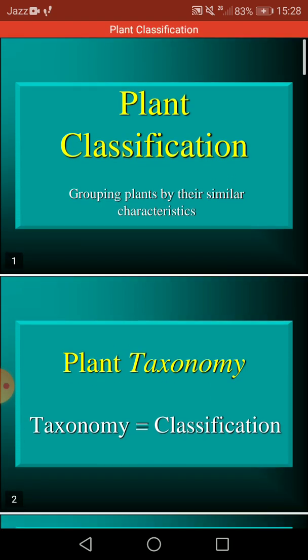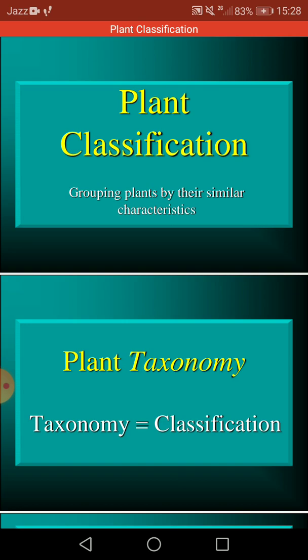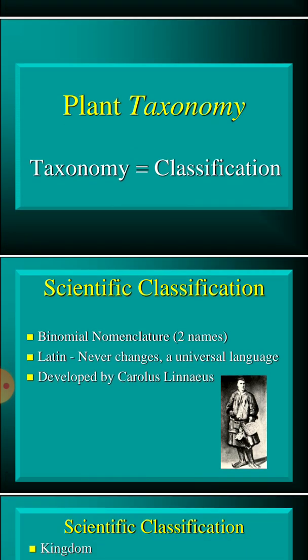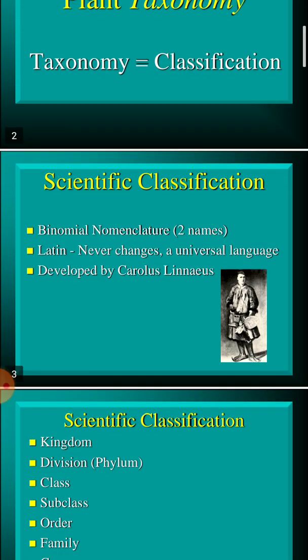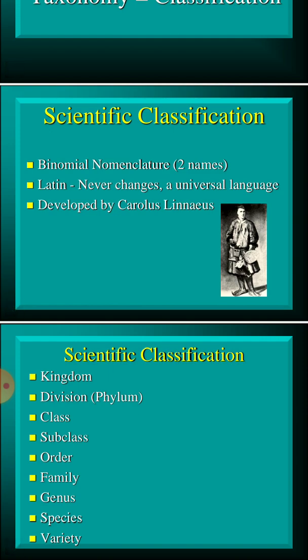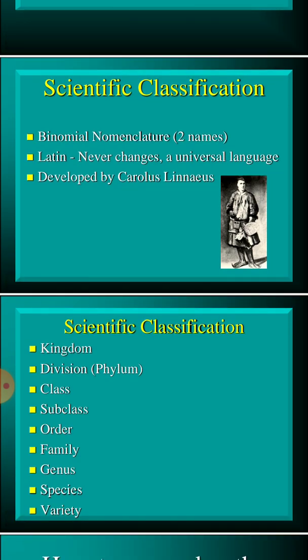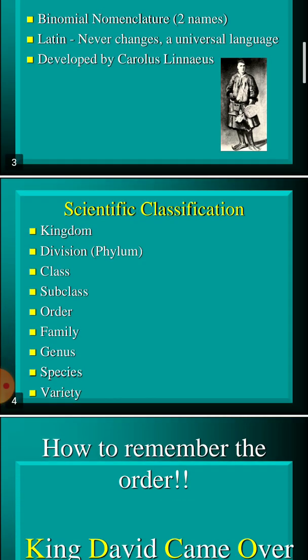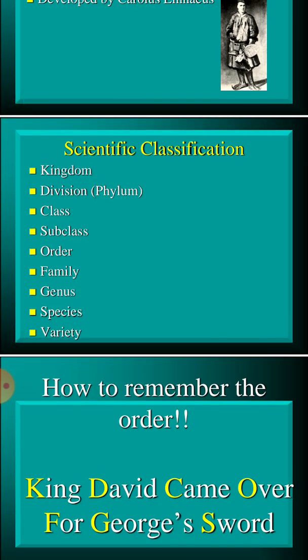What is plant classification? Actually, it is grouping plants by their similar characteristics. What is plant taxonomy? Taxonomy is actually the classification. What is scientific classification? Binomial nomenclature. First of all, bi means two, nomial means names. It means having two names. Latin words that never change, a universal language developed by Carolus Linnaeus.